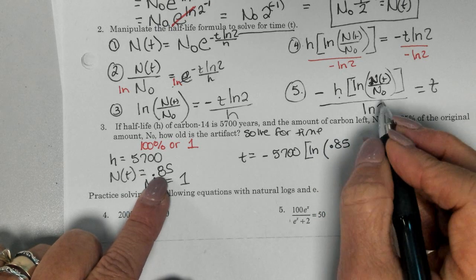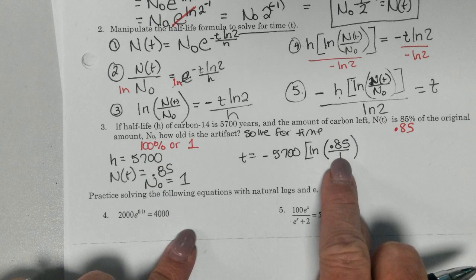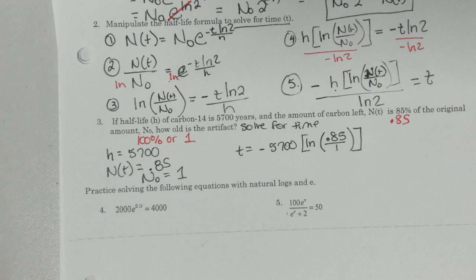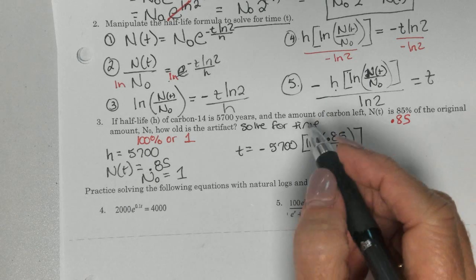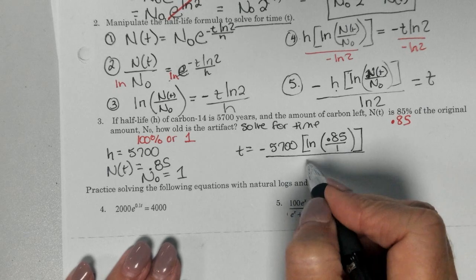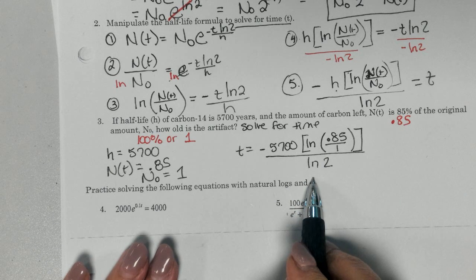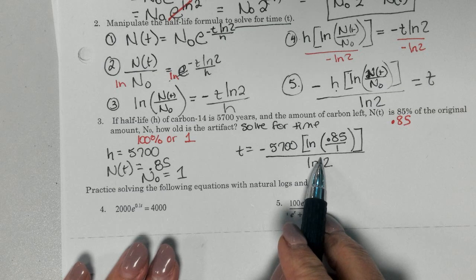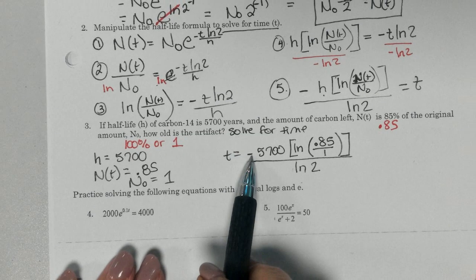And what is N sub 0? 1. Okay, so it's just 0.85 over 1, or just 0.85. I just put it over 1 just so you could see where all the numbers go. And then this is divided by the natural log of 2. You're going to take your calculator. You're going to physically type this into your calculator and get an answer. Okay? Make sure you do all parts.